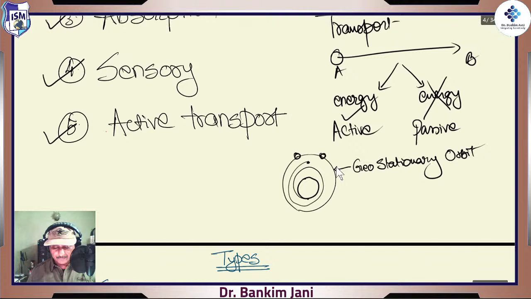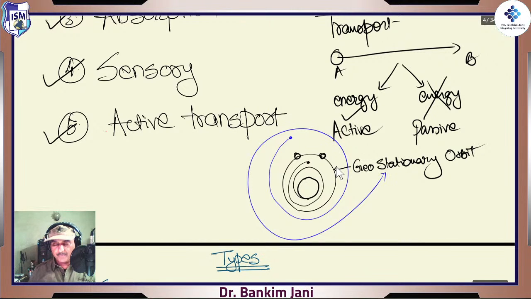What if we put it outside? Slowly and gradually it will go out, and it will be lost into space. So it means this geostationary orbit is the best orbit. You don't have to do anything and it occurs by itself. That's what is called the passive process.